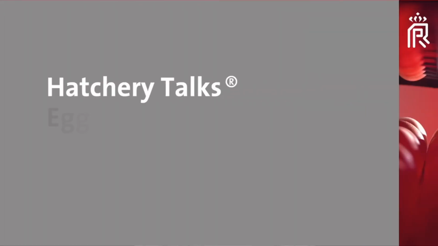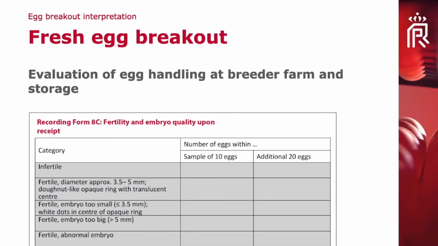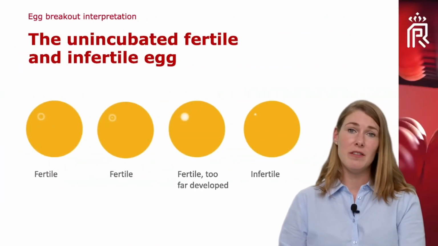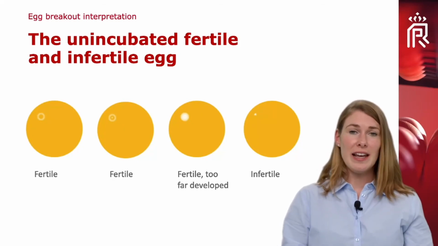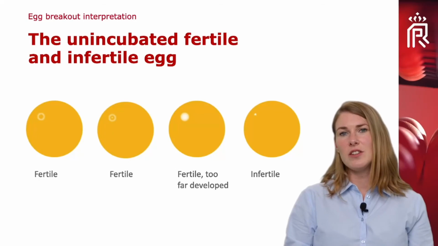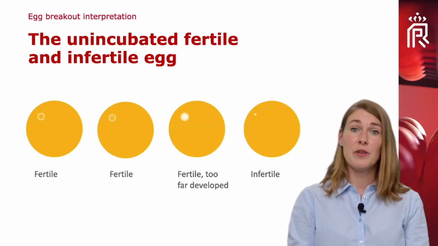Now let's talk about the egg breakout interpretation. So this is a recording form for fertility and embryo quality upon receipt. And you have to know, if you're opening the egg, what you're looking at. If we take a look at the unincubated fertile and infertile egg, on the left side we have two examples of a fertile egg. We see that the shape is actually nice and round, the edges are very clear.